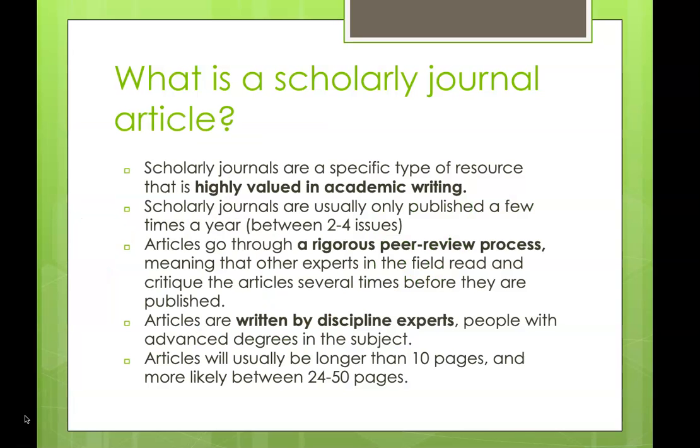First, you'll want to make sure that you can recognize a scholarly journal article when you see one. Scholarly articles are a specific type of resource that is highly valued in academic writing. Scholarly journals are usually only published a few times a year, between 2 to 4 issues. Articles go through a rigorous peer review process, meaning that other experts in the field read and critique the articles several times before they are published. Articles are written by disciplined experts, people with advanced degrees in the subject. Articles will usually be longer than 10 pages and more likely between 24 to 50 pages.